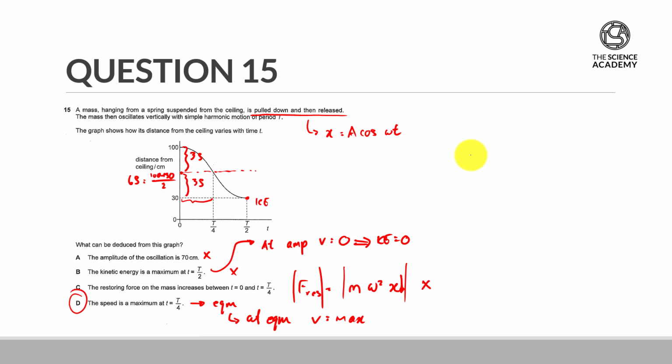Before we move on to the next question, I would just like to remind you, when the displacement of an object is at the equilibrium position, the speed of the object is going to be maximum. In other words, omega x naught. However, when the displacement of the object is at either one of the amplitudes, the speed of the object is going to be 0.